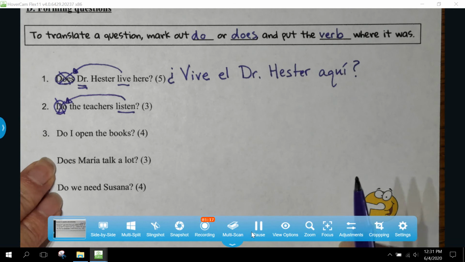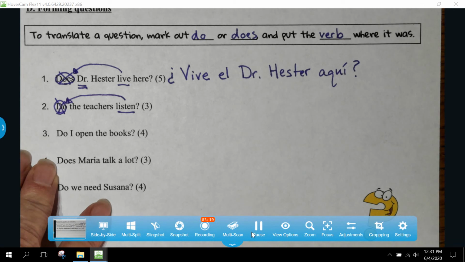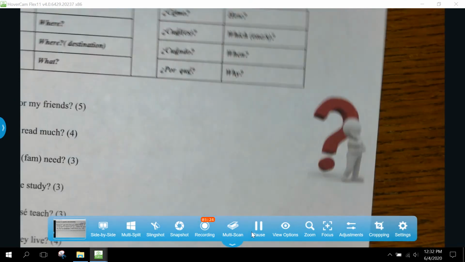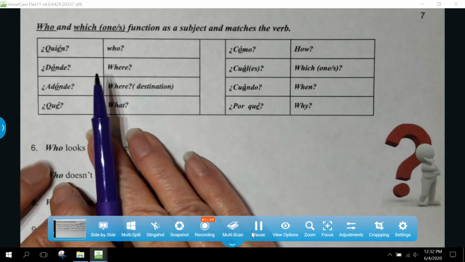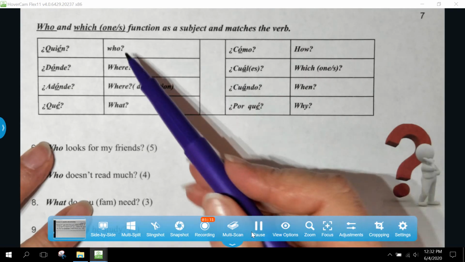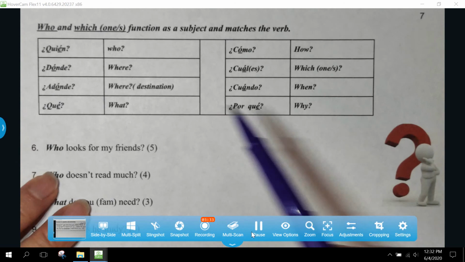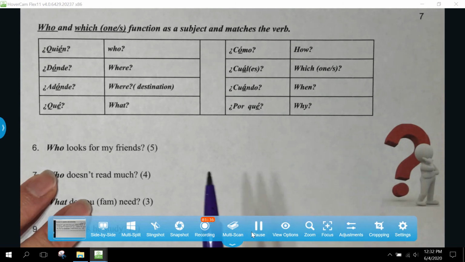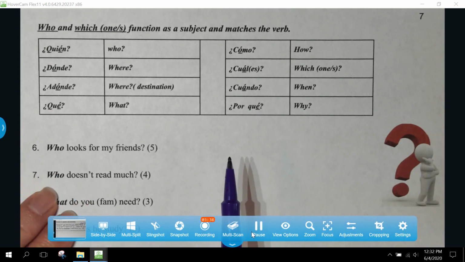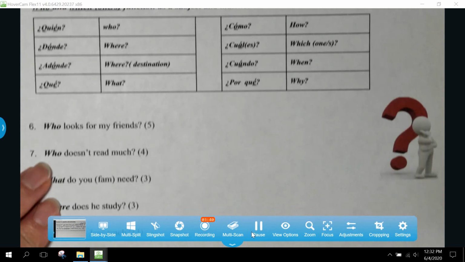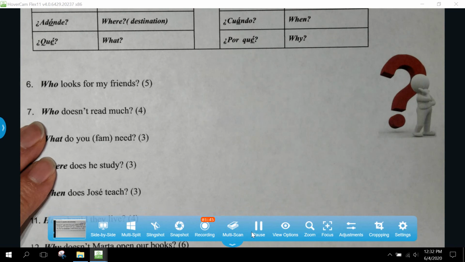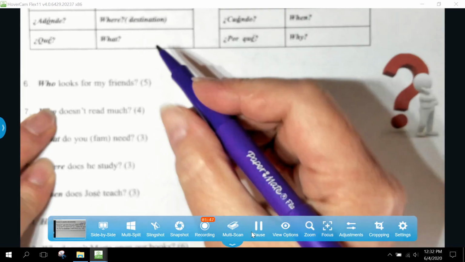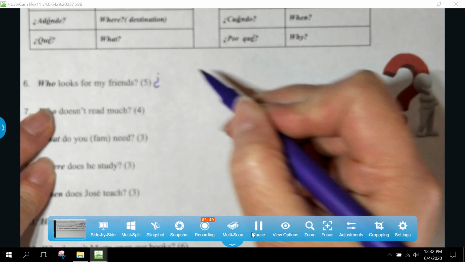When we look at the next page, continuing with exercise D, we have at the top of the page interrogative words, question words. So who, what, when, where, how. When you're doing this, you don't have to change the word order. First of all, let's do the first one. Who looks for my friends? I have a question mark at the end, so I start with a question mark.